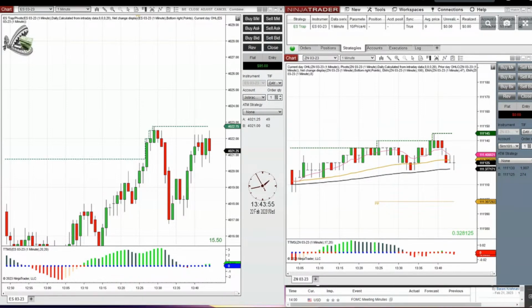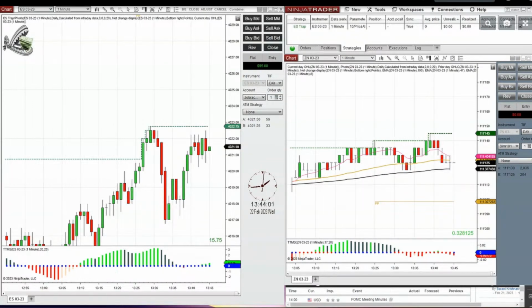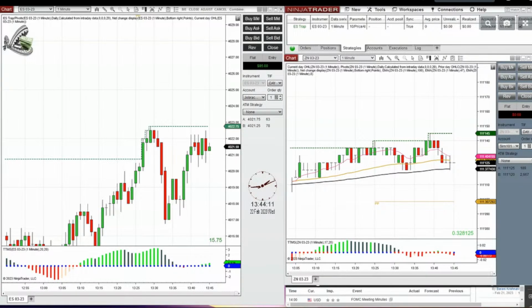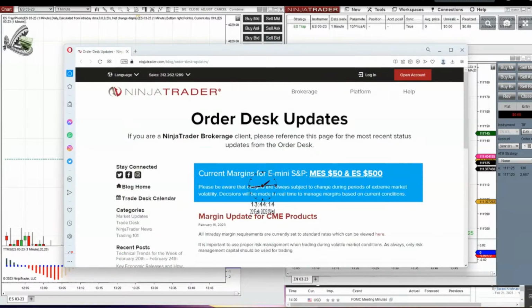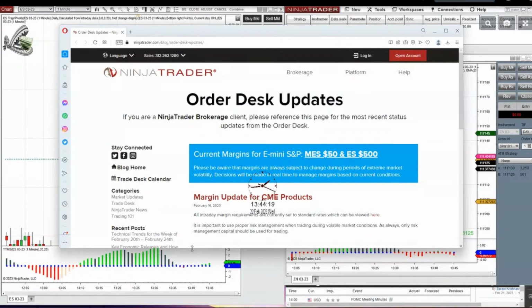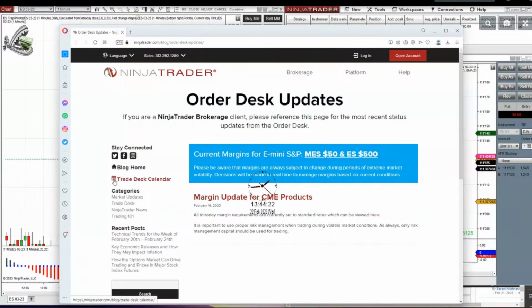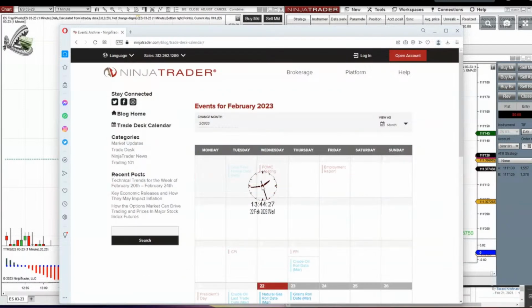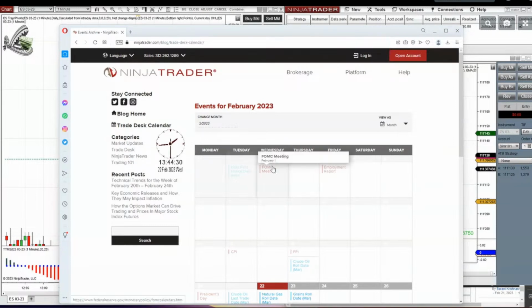And that information, there is a document in the trade room, in the room drive, but I'll go there for a minute. The NinjaTrader order desk margin updates. When you go to their margin update page, you can go to their trade desk calendar on the left, and you'll notice the FOMC meeting is on the chart, but not the minutes.